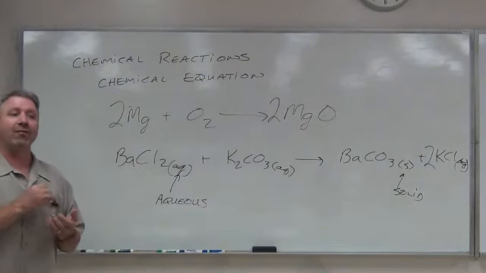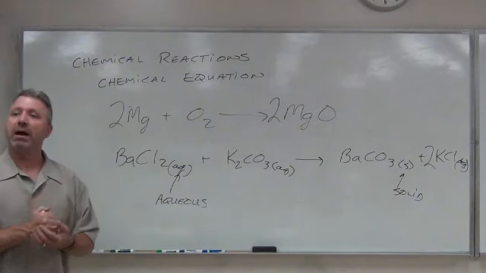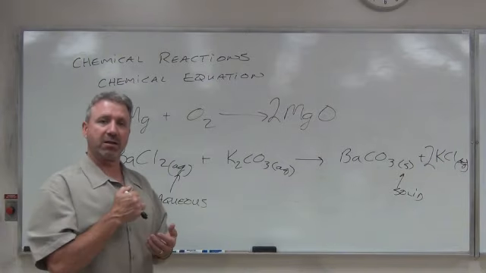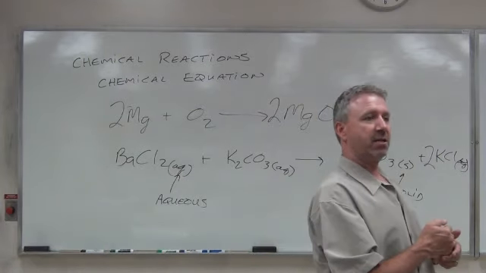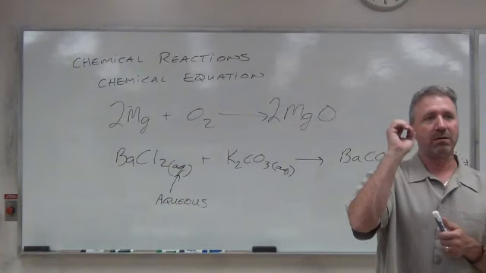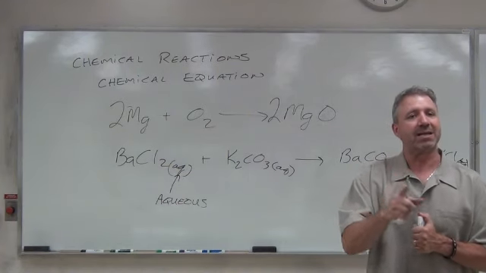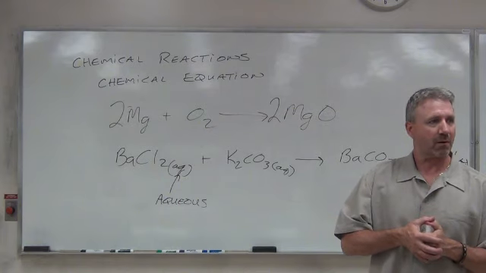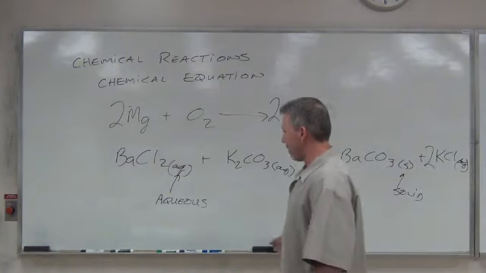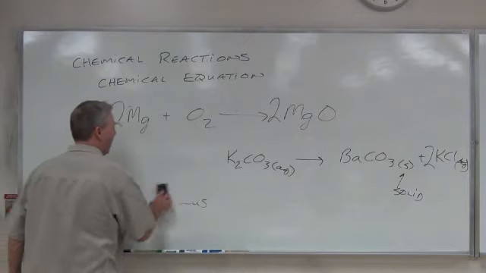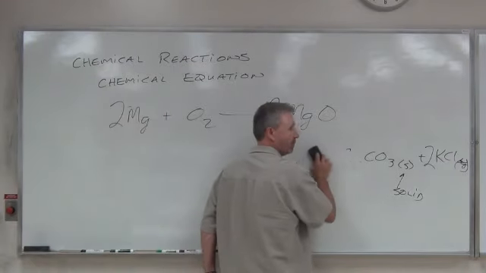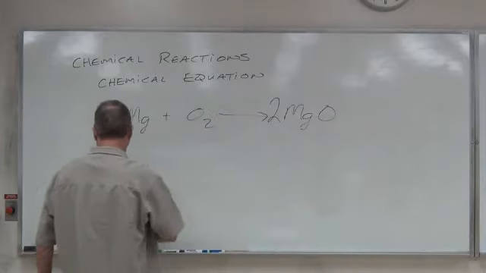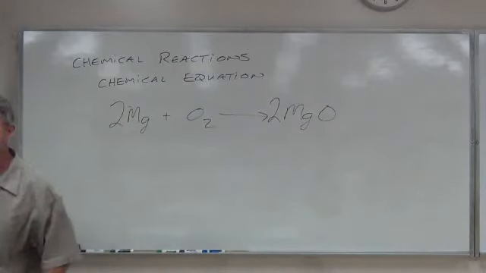From now on, you will not look at an equation without balancing it. It must be balanced, because an equation that's not balanced is worth zero to us. Nothing. It has to be balanced. Okay? All right. So why do we have to balance it, you might ask. Let's go back to our magnesium and magnesium oxide.